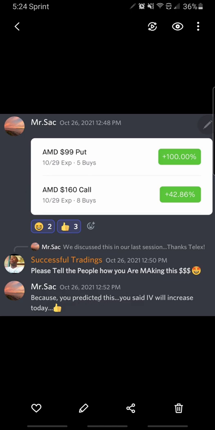He said that, hey, I predicted that the implied volatility will increase. He was able simultaneously on the same day, folks. Look at the time here. This is 12:48 Pacific, 12 minutes before the closing. On that, I believe it was a Tuesday as well, October 26th. This trader was able to apply this strategy of implied volatility increase and make 100% on the 99 puts and 42% on the 160 call simultaneously, meaning this is not two separate parts of the chart. This is a trade, a strangle that he was holding throughout. This is the best that I've seen this technique go on here.